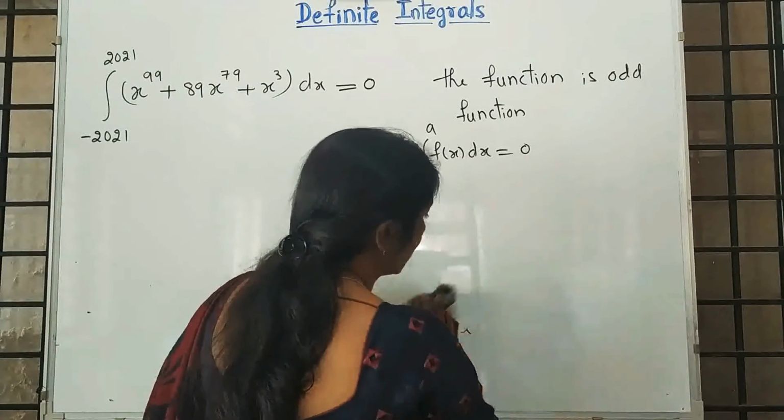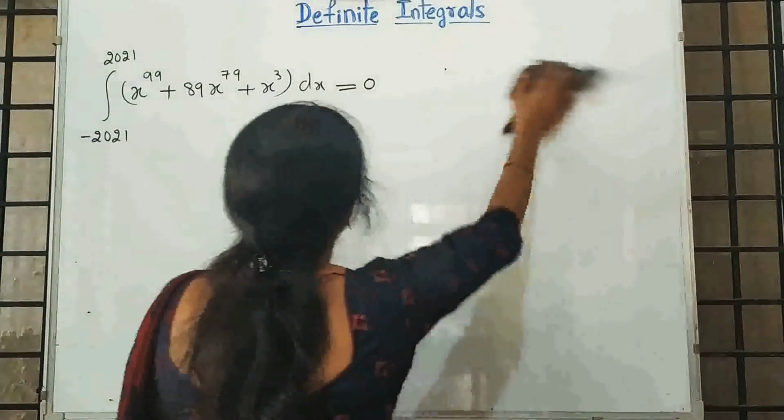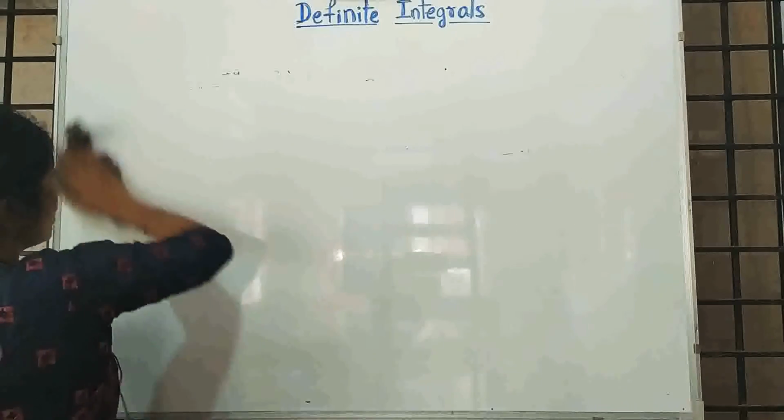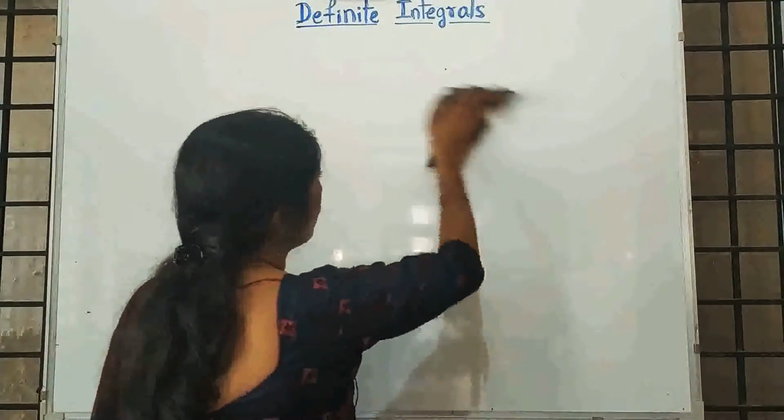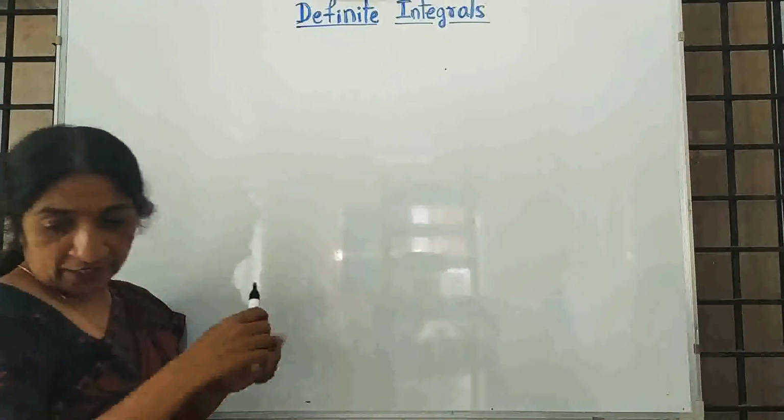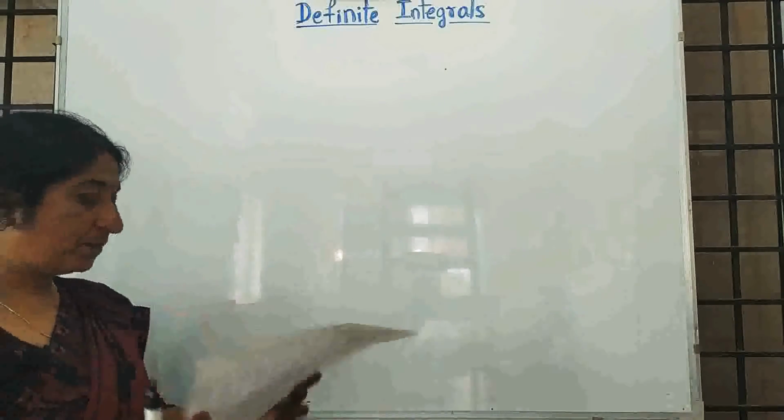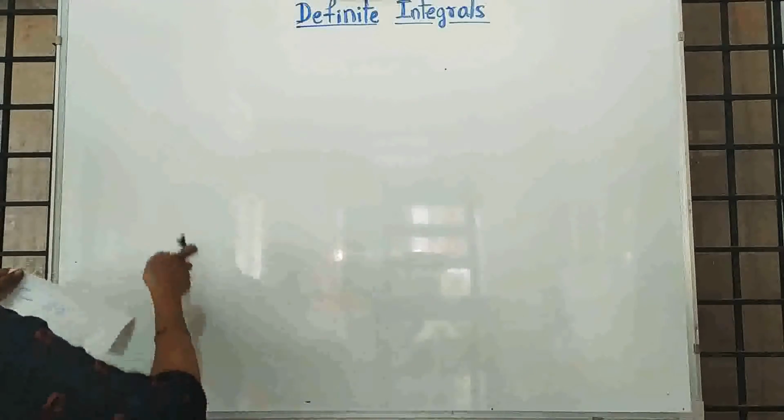Understood? Now, I am starting with the examples. I am giving similar examples as a group. I will make a group and I will solve like that. So, write down an example. First one, examples.